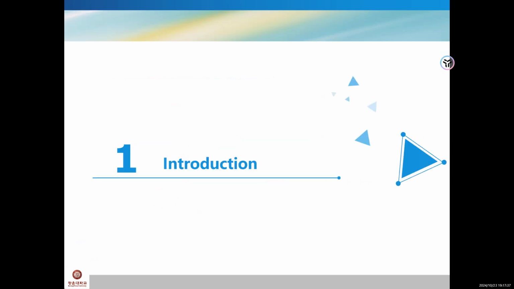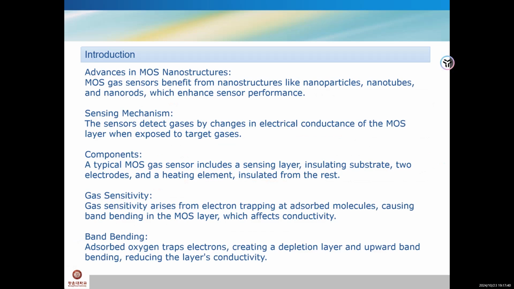First, introduction. Advances in MOS nanostructures. MOS gas sensors benefit from nanostructures like nanoparticles, nanotubes, and nanorods, which enhance sensor performance.